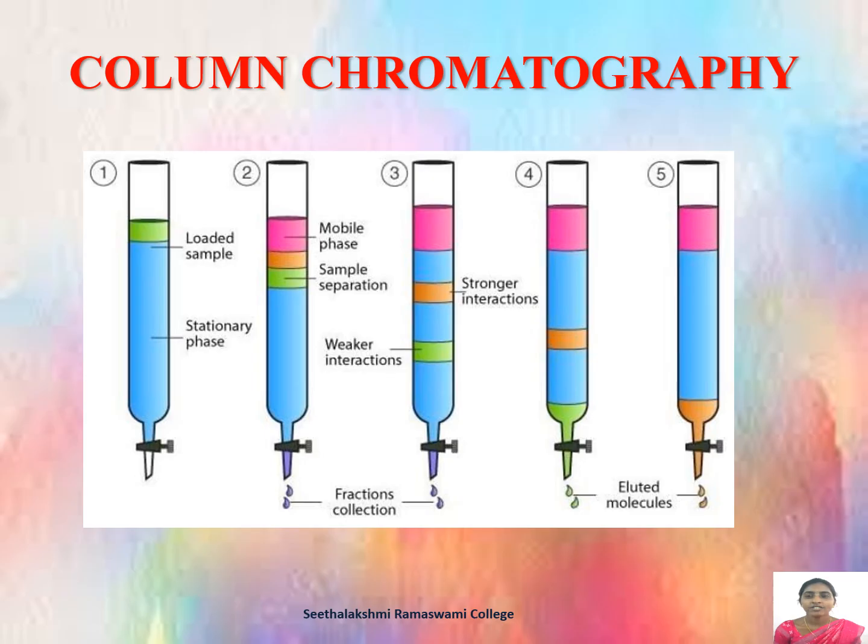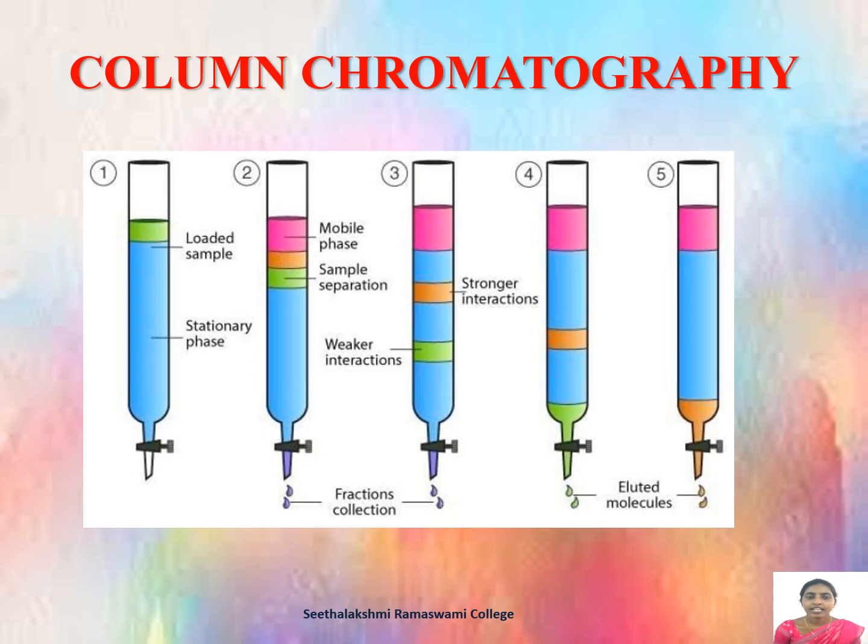This image illustrates the step-by-step process of column chromatography. First, column setup and sample loading. The column is packed with a stationary phase, usually silica or alumina. The sample mixture is loaded on top of the stationary phase. Second, addition of mobile phase. A mobile phase is added. This mobile phase starts to move down the column by gravity or pressure, carrying the components of the mixture along with it.